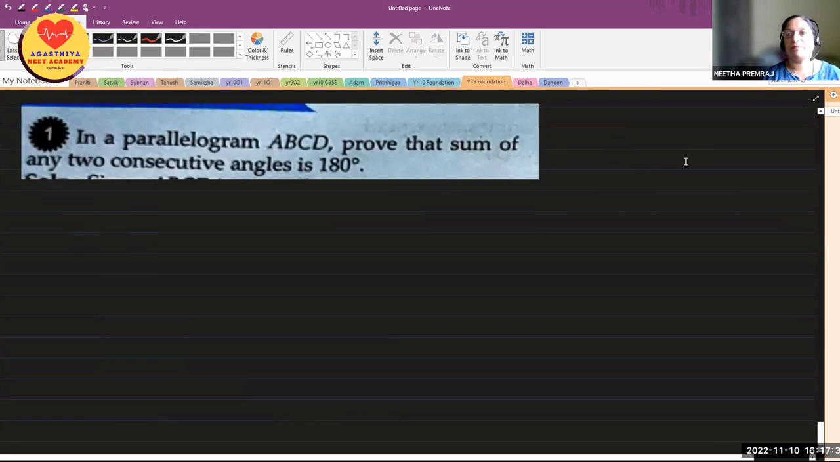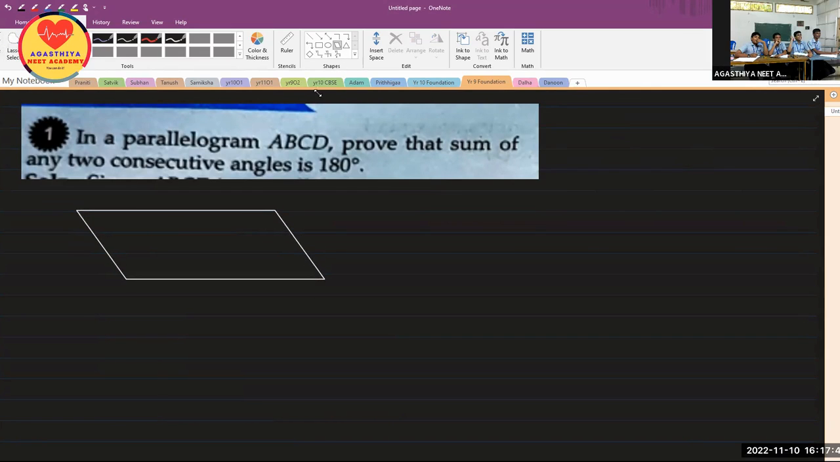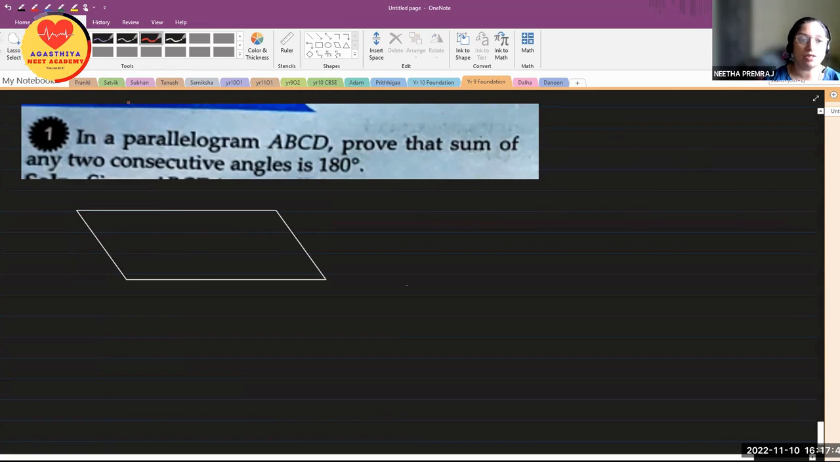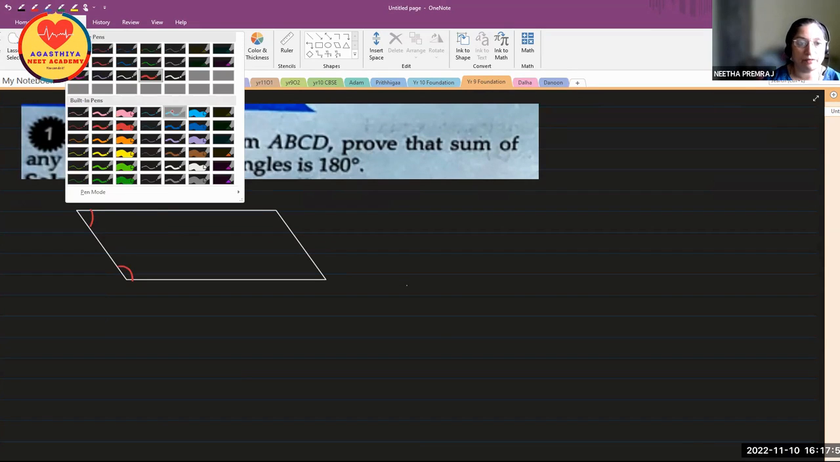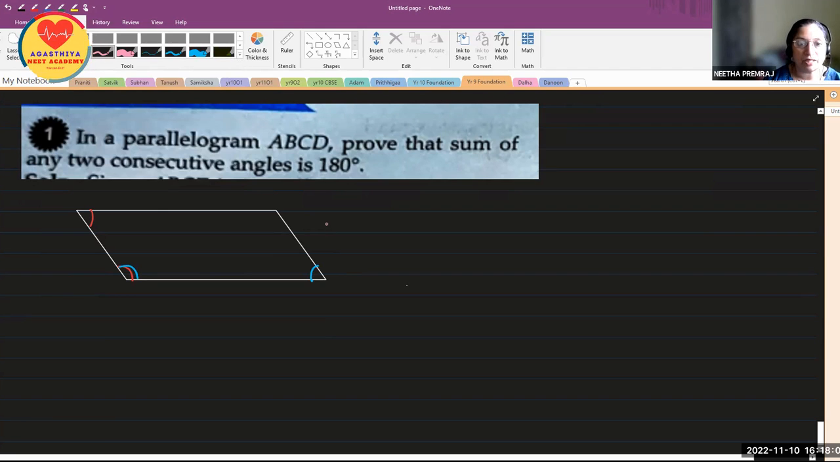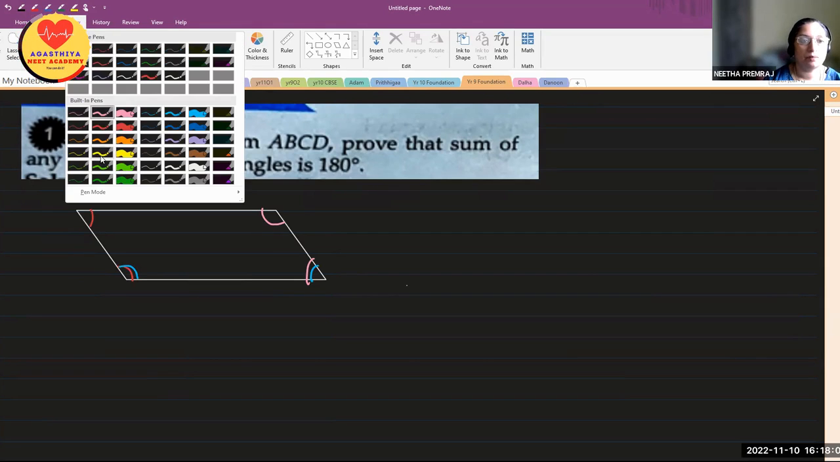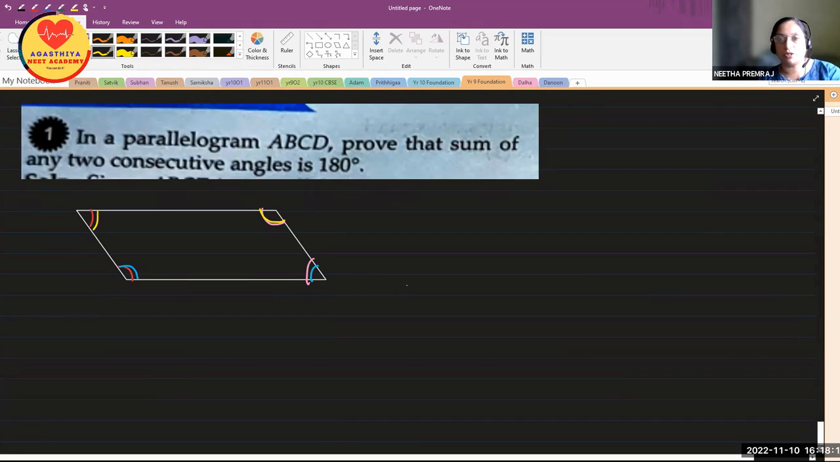Okay. Anybody can explain what is given in the sum? What are consecutive angles? Consecutive angles means any two adjacent angles. If you add these two angles, it should be 180 degree. Or if you add these two angles, that should be 180 degree. Any two consecutive angles if you add, that should be 180 degree. That is what you want to prove.